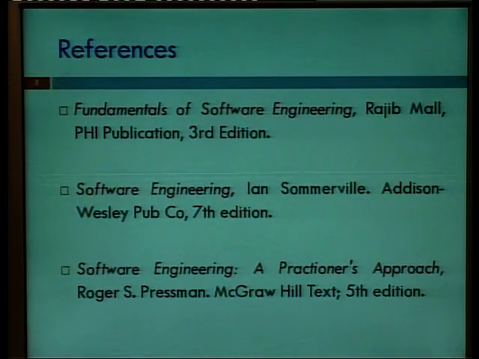For this lecture, I will use three books as a reference. The first one is Fundamentals of Software Engineering, authored by Rajib Mall. The second one is Software Engineering written by Sommerville, and the third one is Software Engineering: A Practitioner's Approach by Pressman. I have used these three books as a reference for this lecture.